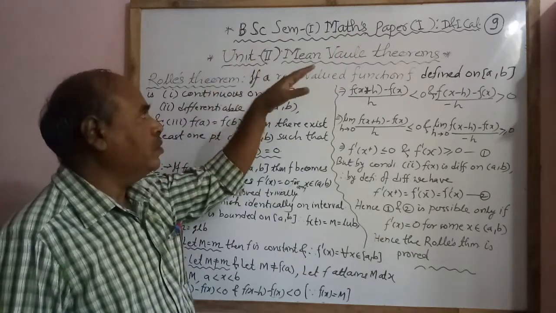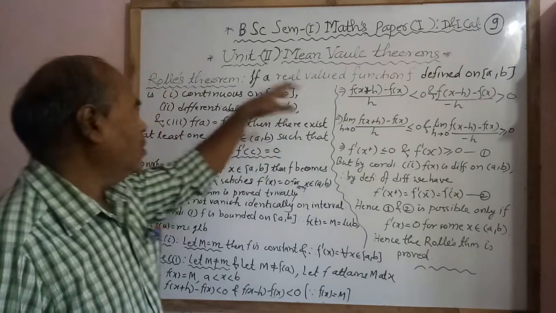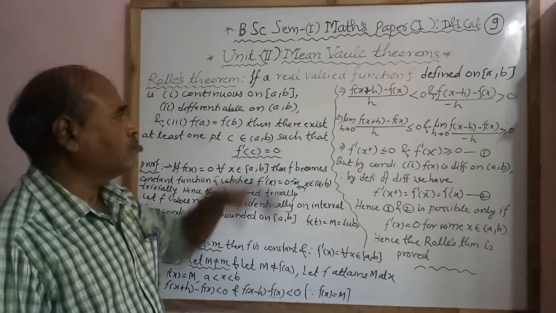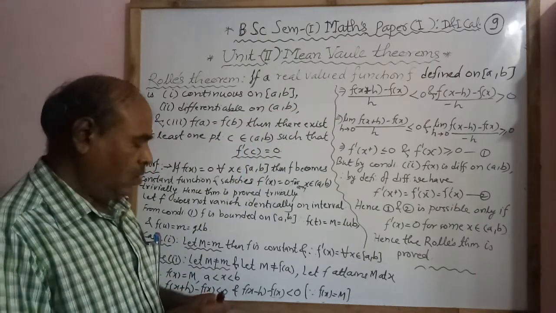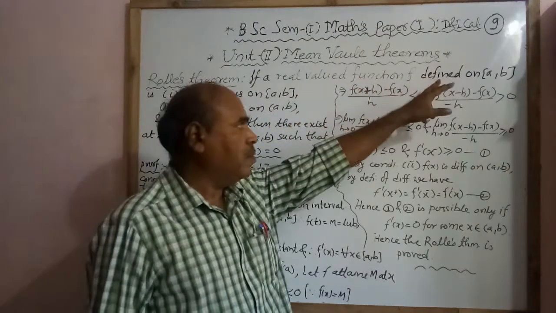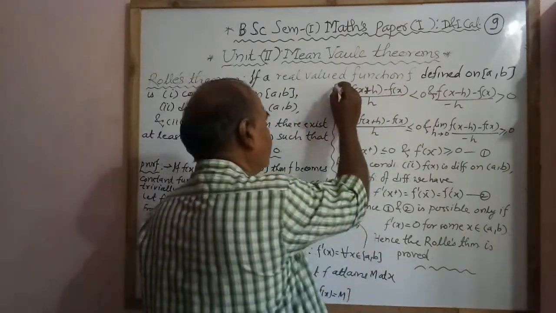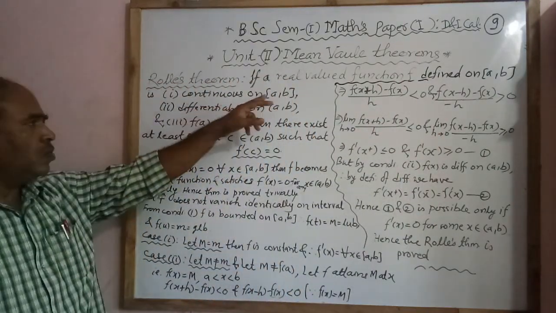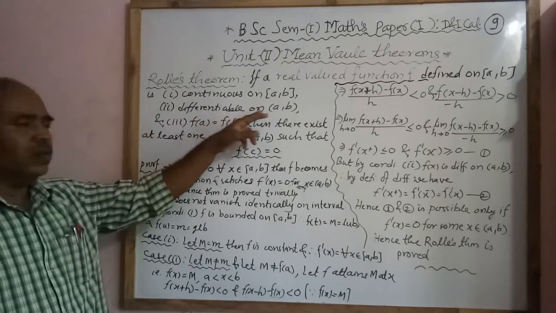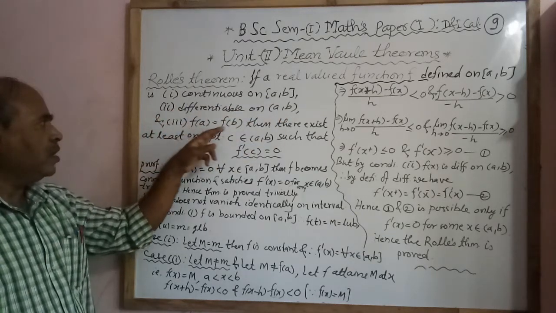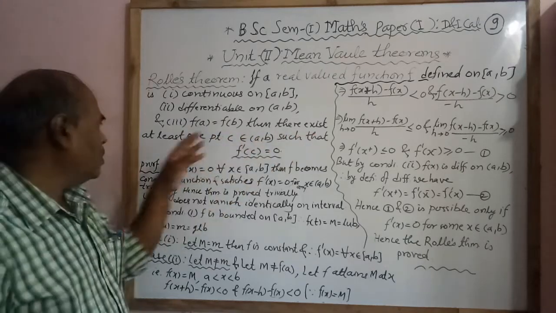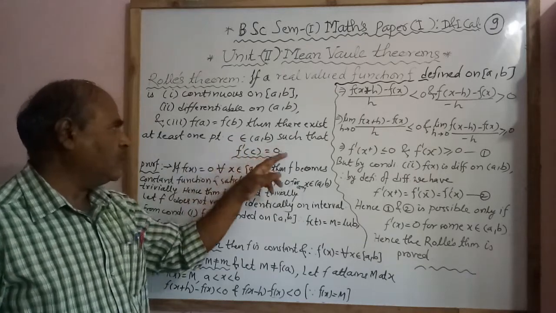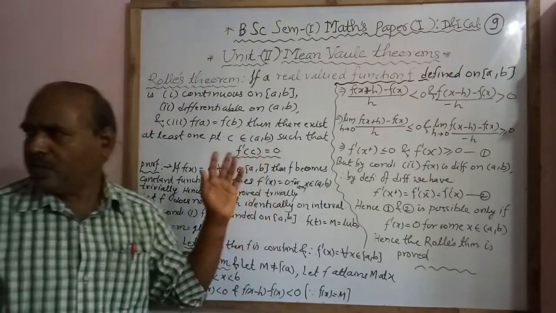We start unit number 2, mean value theorems. The first mean value theorem is Rolle's theorem. The statement of Rolle's theorem: if a real valued function f defined on the closed interval [a, b] is continuous on the closed interval [a, b], differentiable on the open interval (a, b), and f(a) equals f(b), then there exists at least one point c belonging to the open interval (a, b) such that f'(c) equals 0. We see the proof.